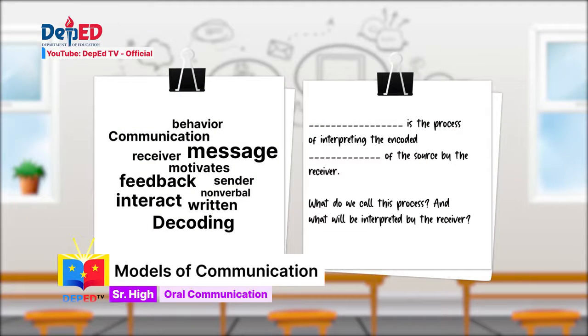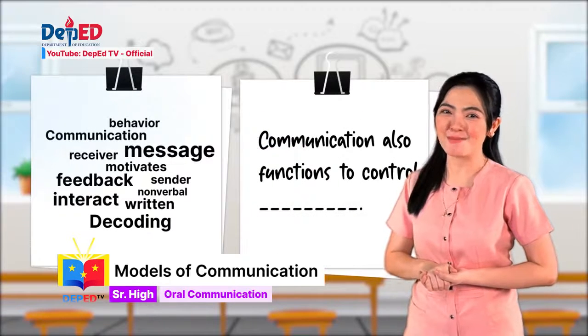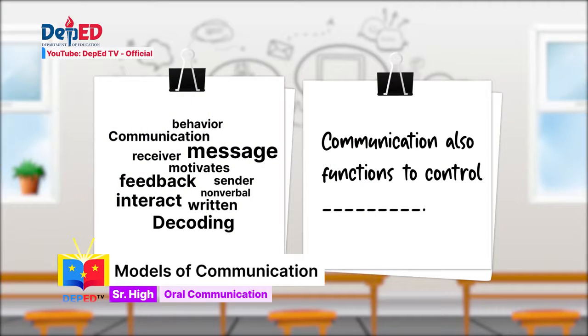Let's take a look at statement number 5. Blank is the process of interpreting the encoded blank of the source by the receiver. What do we call this process? And what will be interpreted by the receiver? That's great! We call this the process of decoding, which is the process of interpreting the encoded message. Now for statement number 6. Communication also functions to control blank. Which of the following can be controlled? You got it right! The answer is behavior.